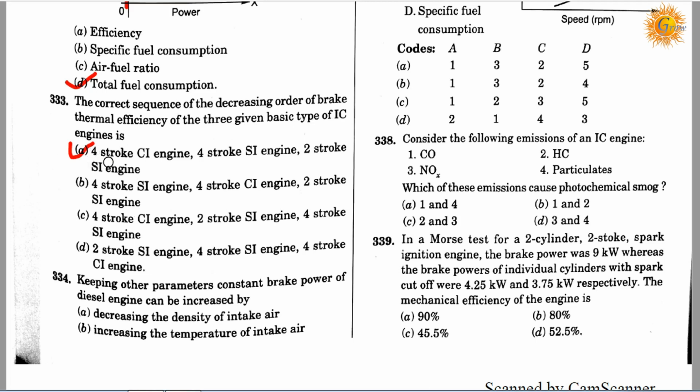Because it's a sequence of decreasing order, the highest will be the 4-stroke compression ignition engine, and then the 4-stroke SI engine, and then the 2-stroke SI engine.